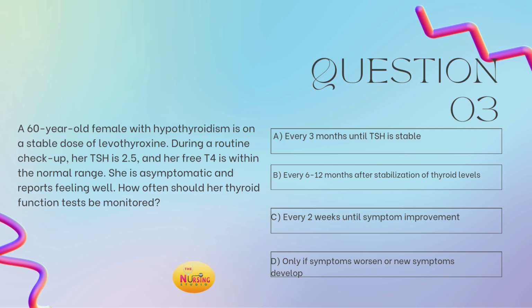All right, so similar question here states, how often should her thyroid function test be monitored? So this is a 60-year-old female with hypothyroidism, and she's on a stable dose of levothyroxine. So during her checkup, her labs are normal. TSH is normal, free T4 is normal. She's asymptomatic, she feels well. So how often should this test be monitored? And the answer is B, every 6 to 12 months. Once they are stabilized, TSH only needs to be monitored every 6 to 12 months, okay?